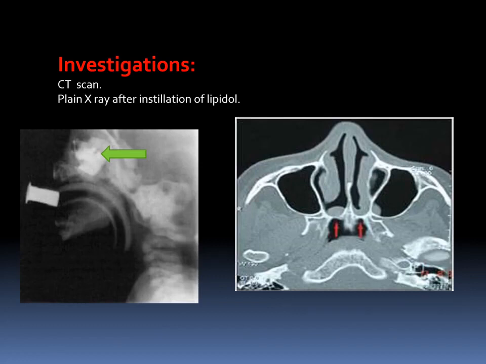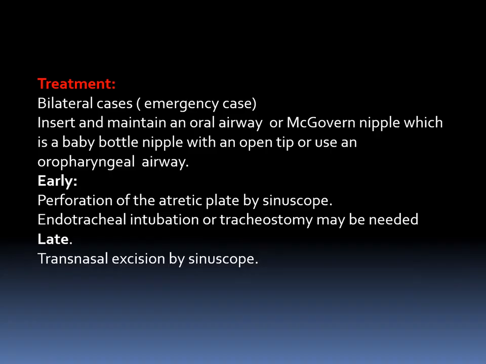What's the investigation for that? We'll do a CT scan. CT scan is the most accurate investigation to detect choanal atresia. Before, we used to do plain X-ray with a dye, but it's not done anymore. How to treat choanal atresia? Bilateral cases, as we said, are an emergency.